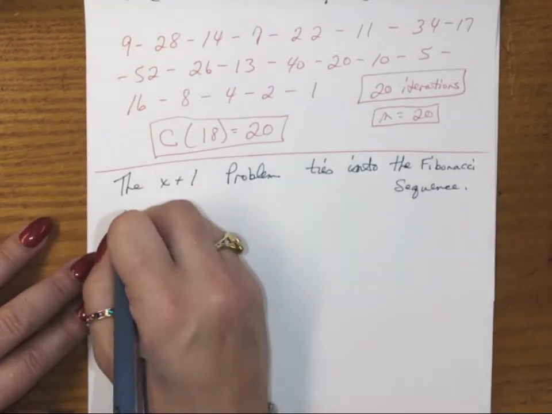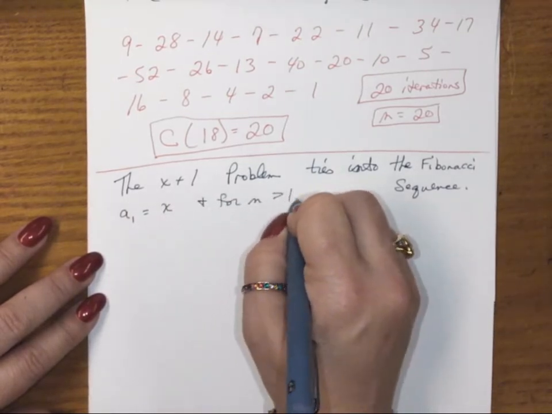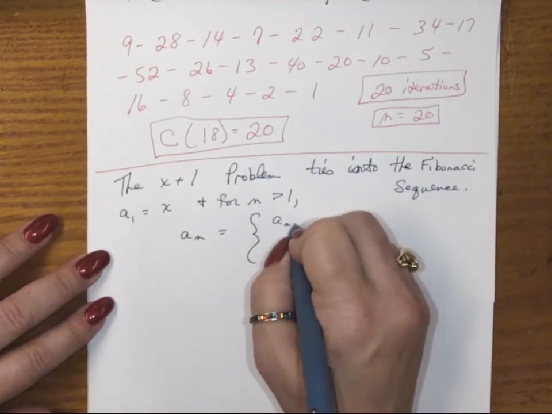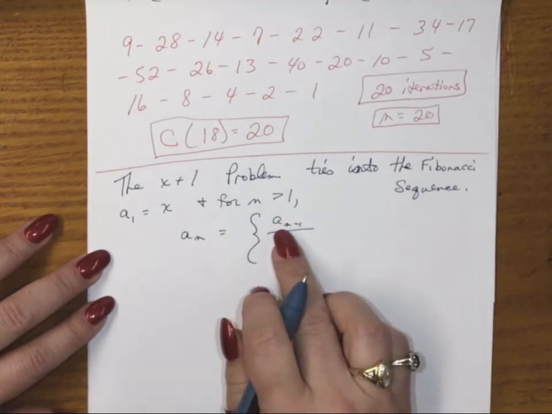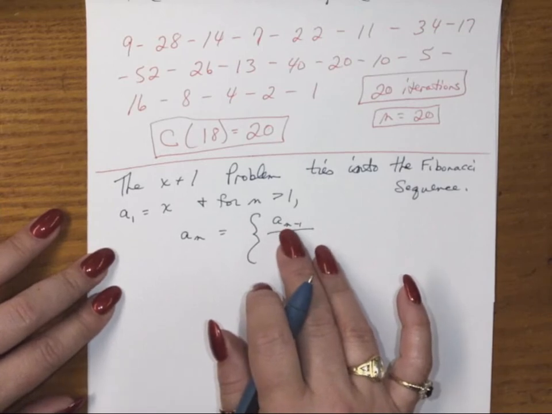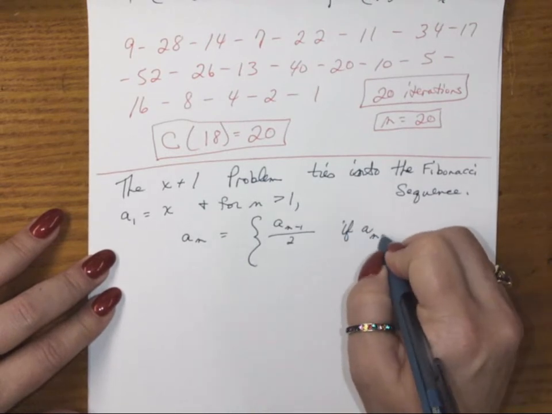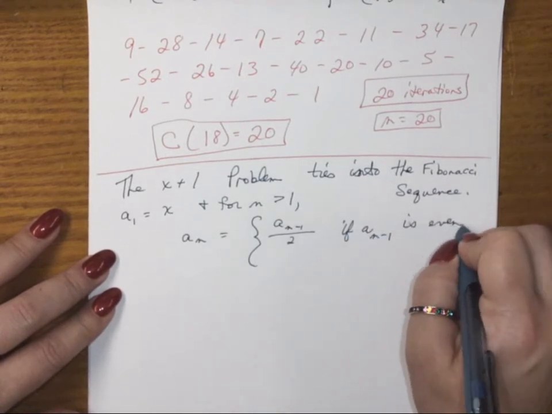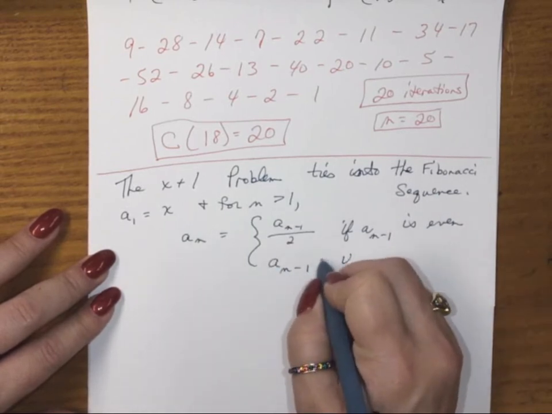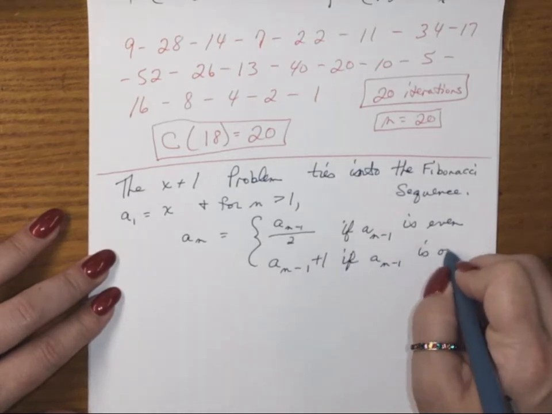Okay, so it looks like this. A sub 1 is x, and for every n greater than 1, we have a sub n equal to, again, it's a piecewise function, a sub n minus 1, but it's a recursive function because you can see I want a sub n, and I'm going to the guy before it, a sub n minus 1, over 2, if the guy before was even, or a sub n minus 1, plus 1, if the guy before was odd.